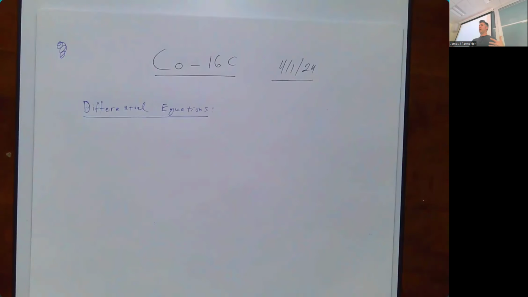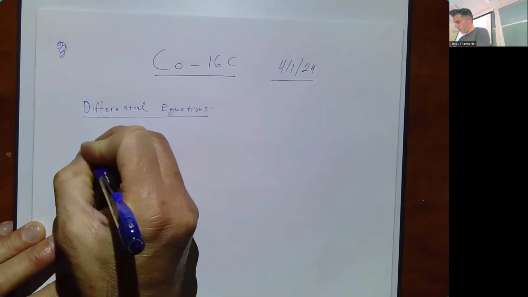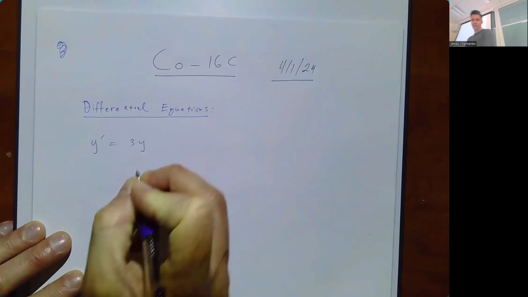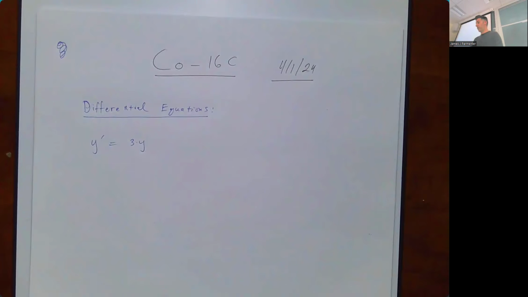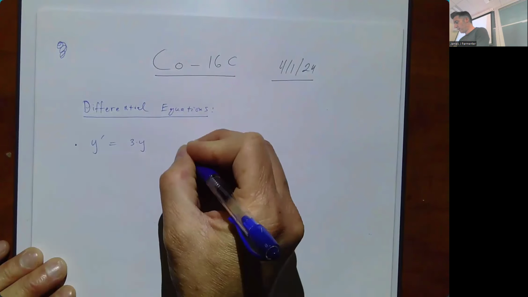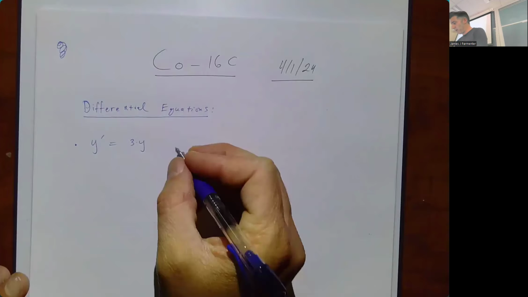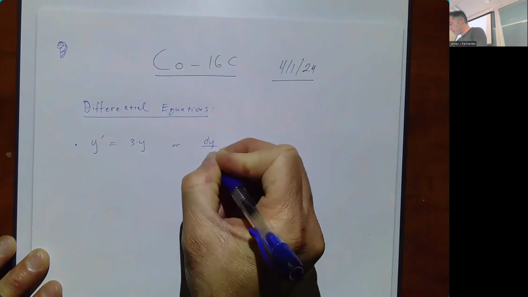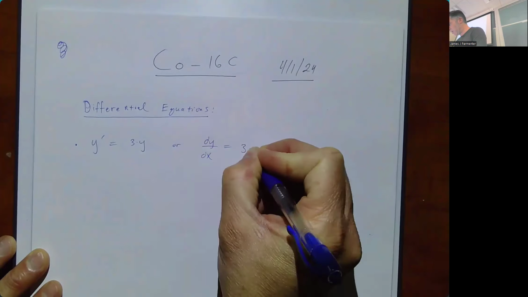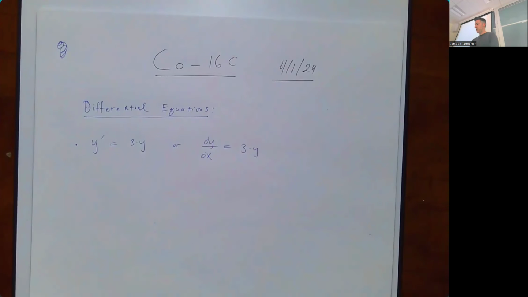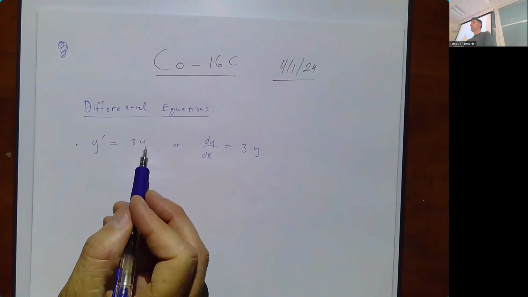So a differential equation is just an equation that involves a function and one or more of its derivatives. So let me give you some examples. y prime equal to 3 times y. Or if you prefer, and we will definitely go back and forth between the prime notation and the Leibniz notation, you might write this as dy/dx equal to 3 times y. There's your derivative, there's your function.